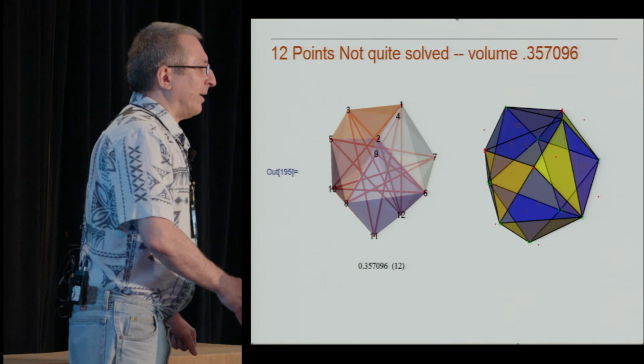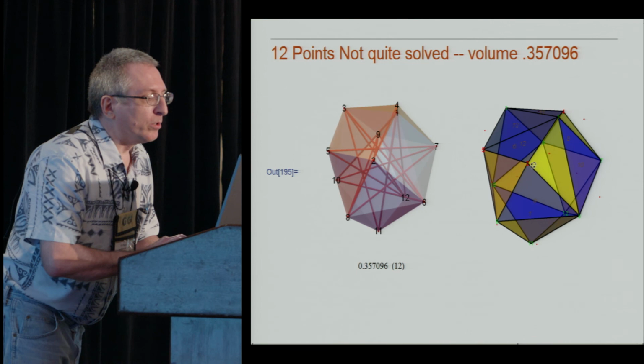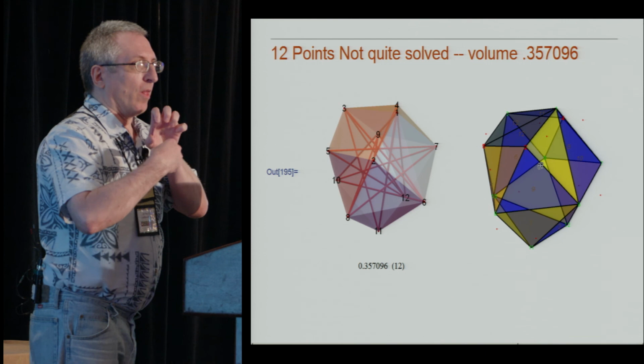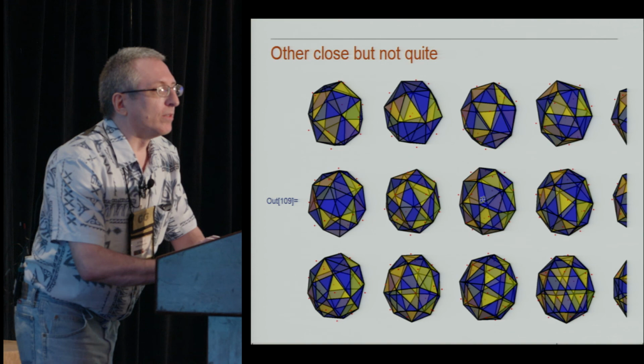It has lots of interesting symmetries here. These red lines are all the unit diagonals. These blue areas over here mean that the face is completely supported by the opposite vertex. So the opposite vertex is distance one from all the vertices of the opposite face. And here are a bunch that I haven't solved yet, but that I have pretty close solutions to.